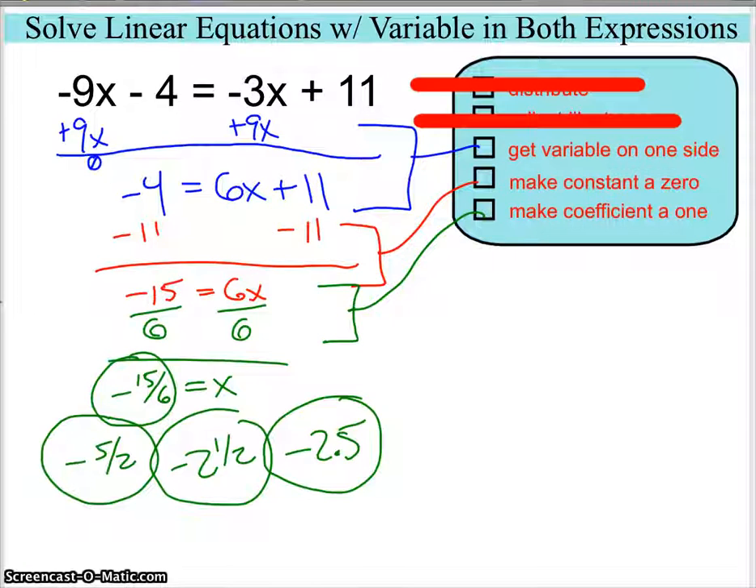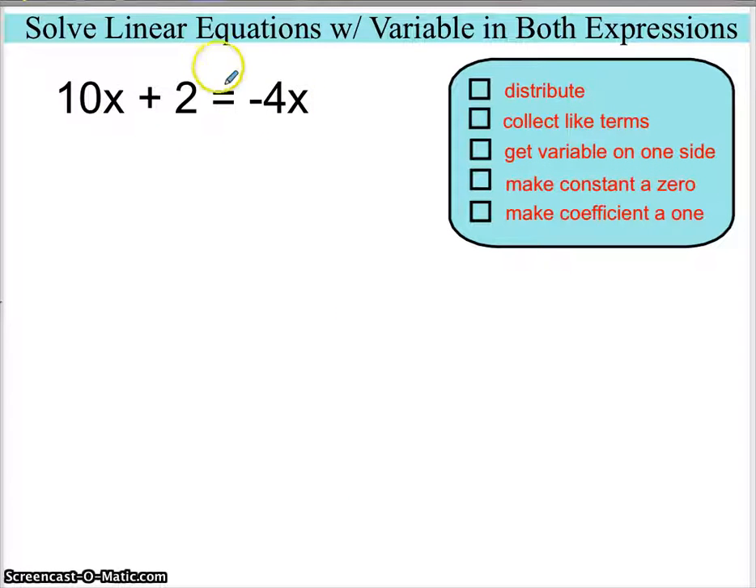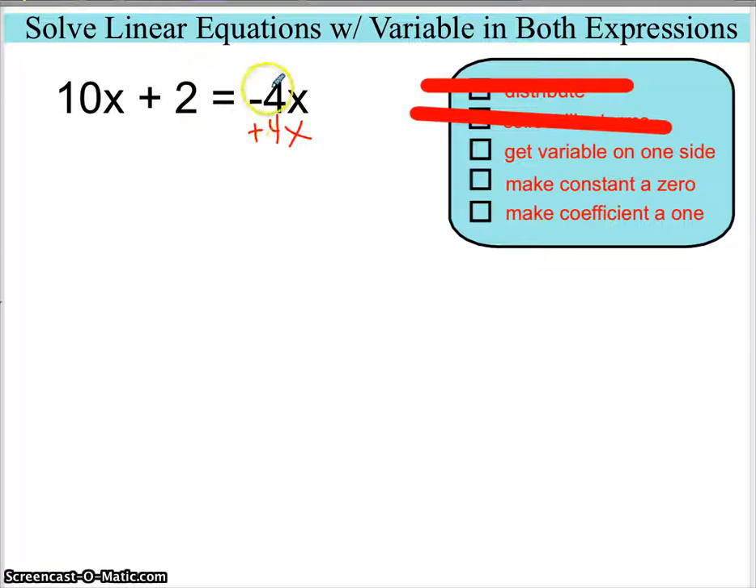And let's look at just one more example. In this case, we do not need to distribute. There's no groupings. Both expressions are simplified. Let's get the variable on one side. So plus 4x to this side and plus 4x to this side. The reason I'm adding 4 is because 10 plus 4 is positive. If I took away 10, then I'd have a negative 14x on this side. And it's better to have a positive coefficient.